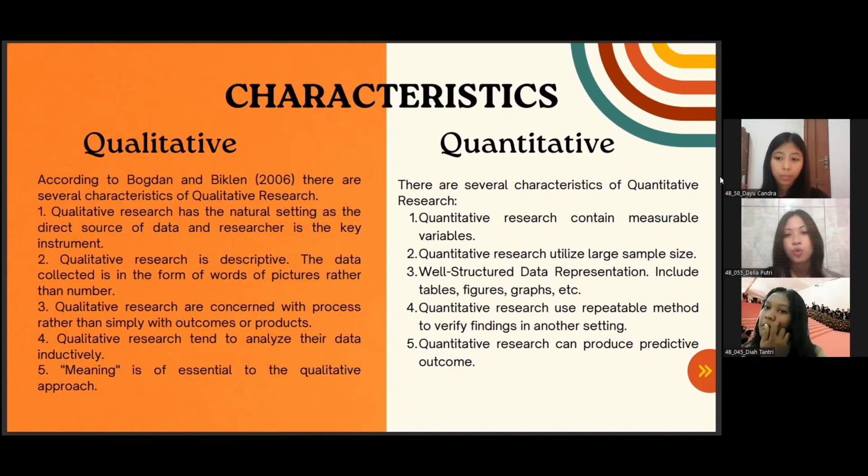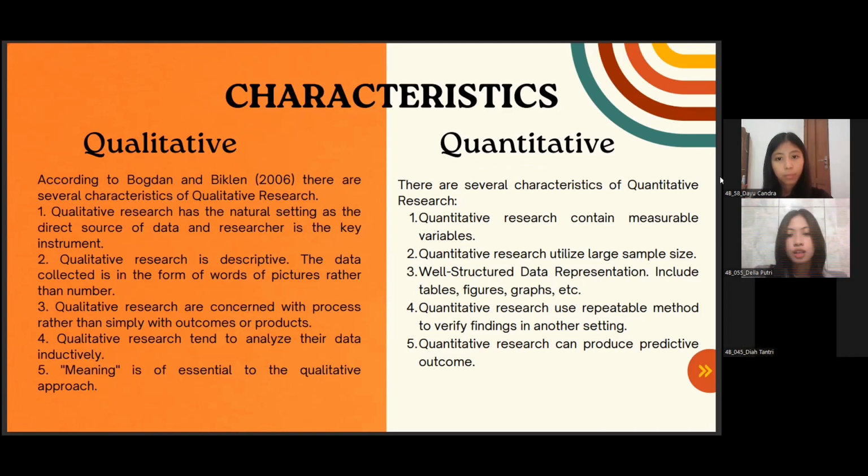Number two is that quantitative research utilizes a large sample size. The sample size is fairly large depending on how the characteristics of the population vary. So the sampling methods are chosen on the basis of research objectives. Number three is well-structured data representation, including tables, figures, graphs, etc. So you can discover hidden data trends, relationships, and differences among various measurable variables.